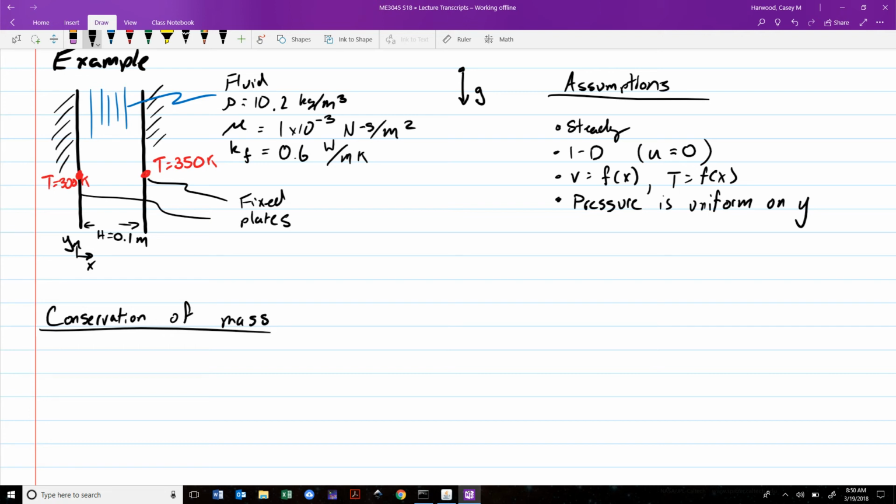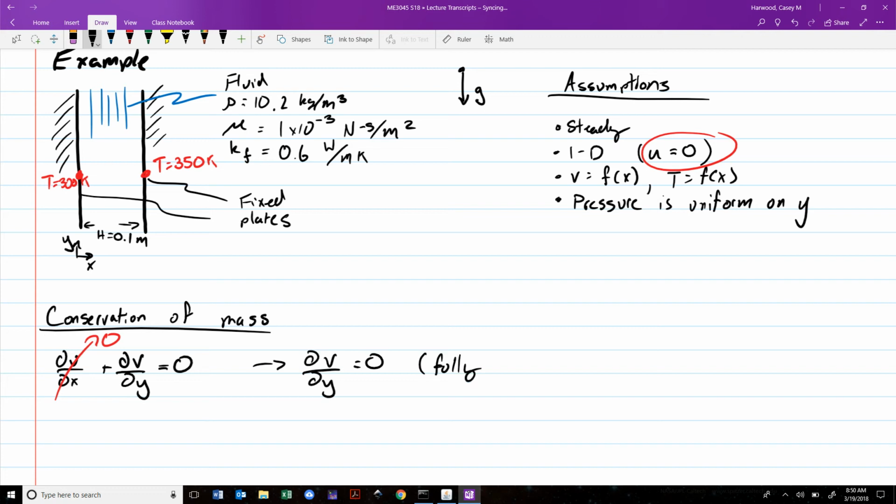Conservation of mass: we have du/dx plus dv/dy equal to 0. Of course, here we say u is equal to 0, which means all derivatives of u go to 0. That tells us dv/dy is equal to 0, which tells us this is a fully developed flow. And that essentially confirms what we have right here, that this is not varying as a function of y.